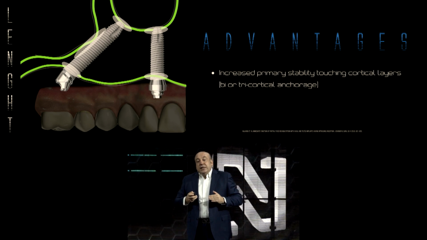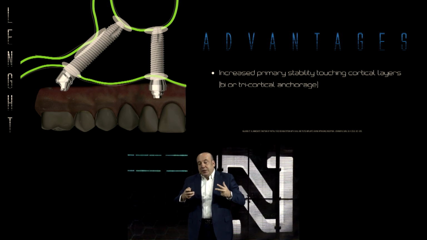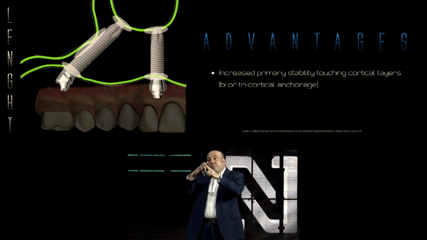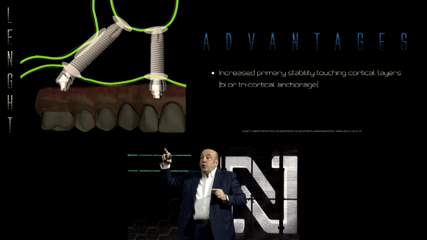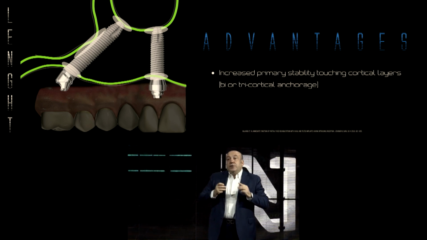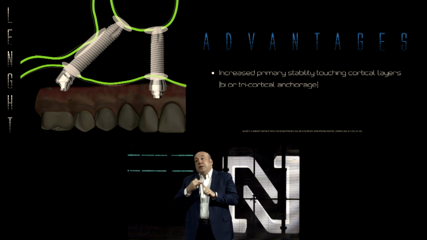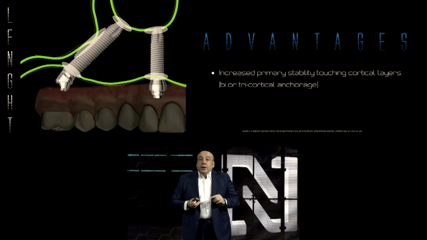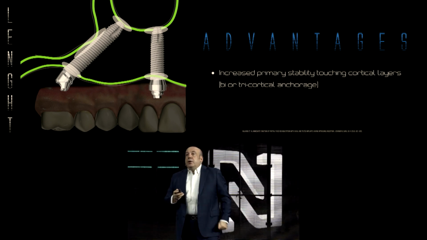In fact, you can see for the posterior tilted implants, 3 cortical engagement, 3 cortical anchorage. And so you can see I pass through the alveolar cortical, I touch the entire sinus wall, and also the angle of the nasal floor. For the anterior implants, 2 bicortical anchorage. I pass through the alveolar cortical and I arrive near and touching the nose, the cortical of the nose.